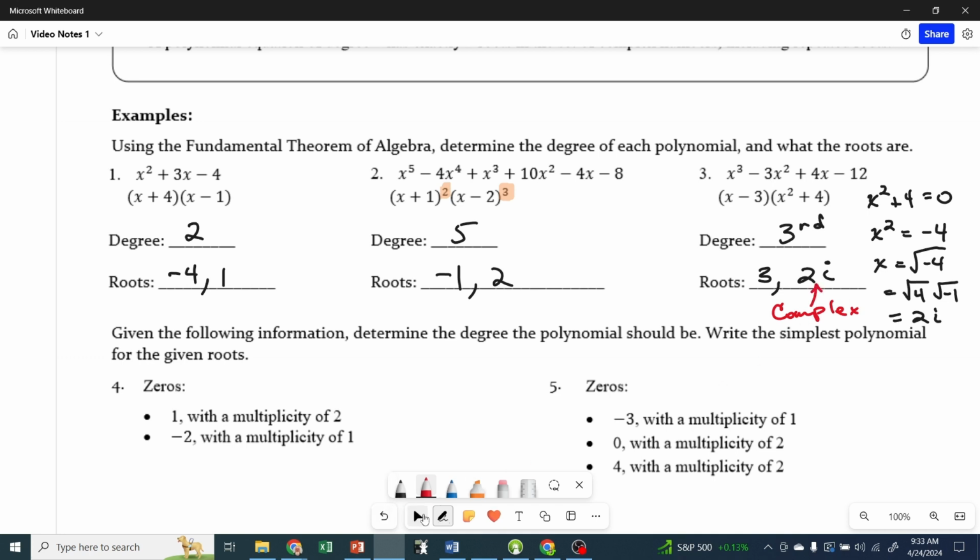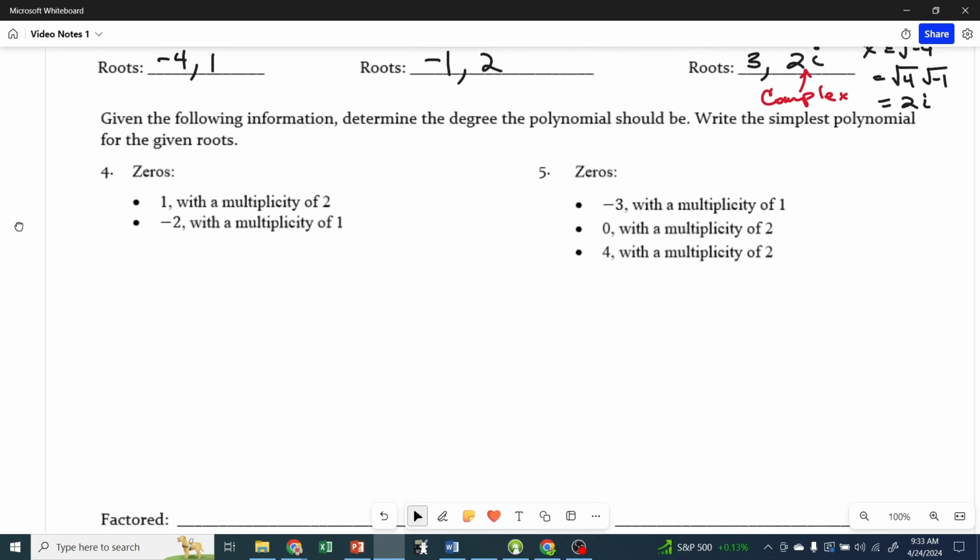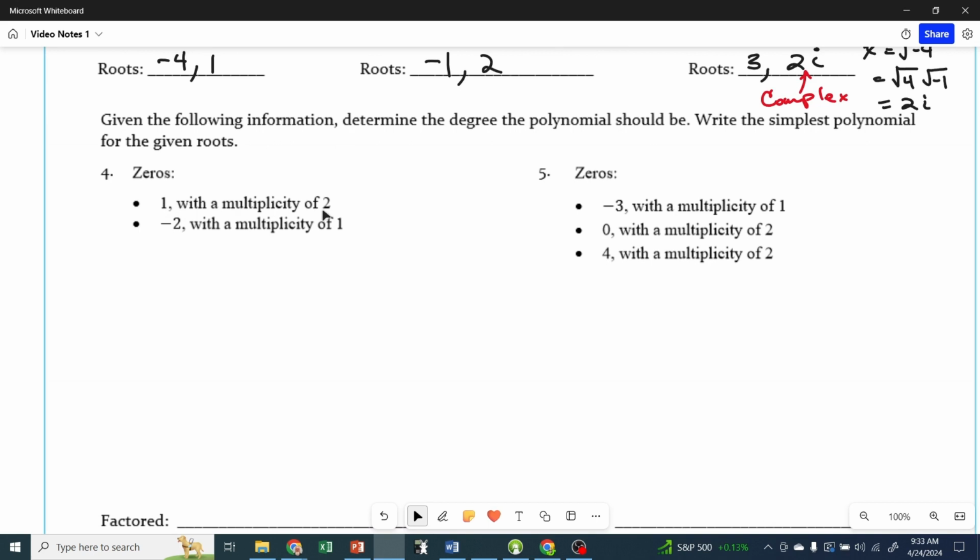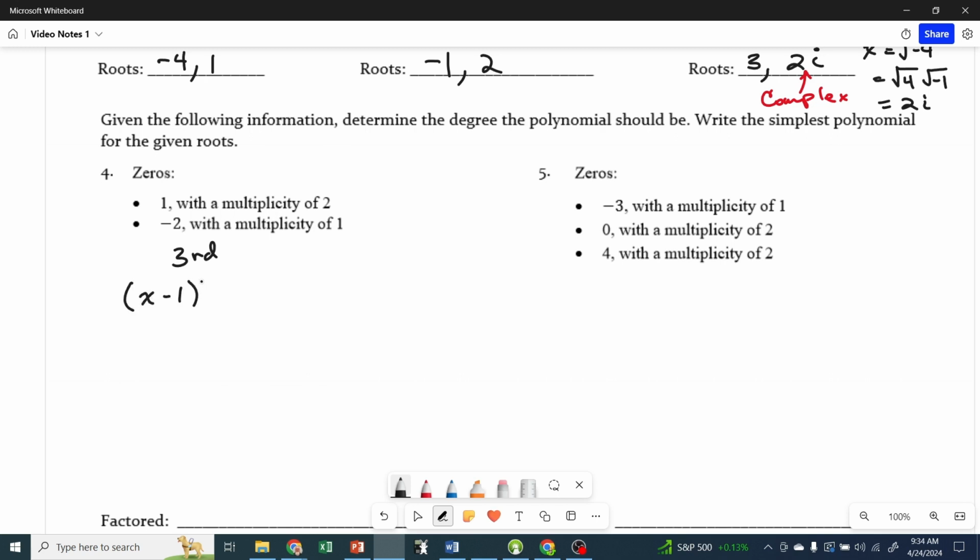Now, let's continue on. Given the following information, determine the degree. So 1 has a multiplicity of 2, negative 2 with a multiplicity of 1. So this degree would be a third degree polynomial. So our factors are x minus 1 squared and x plus 2.